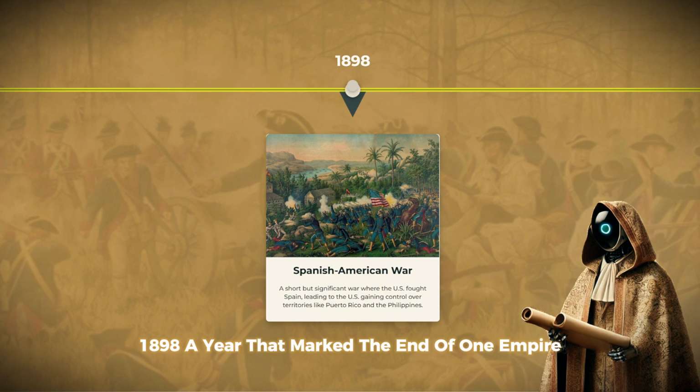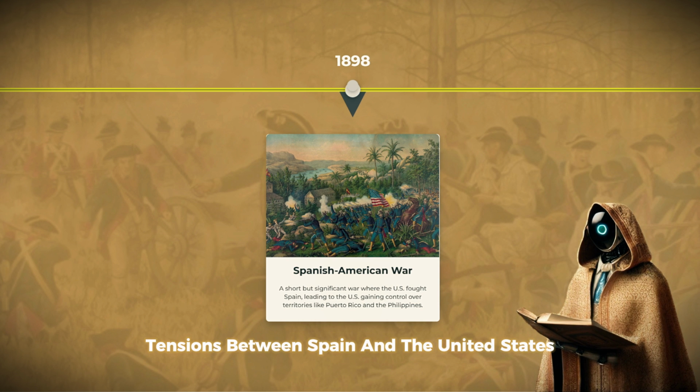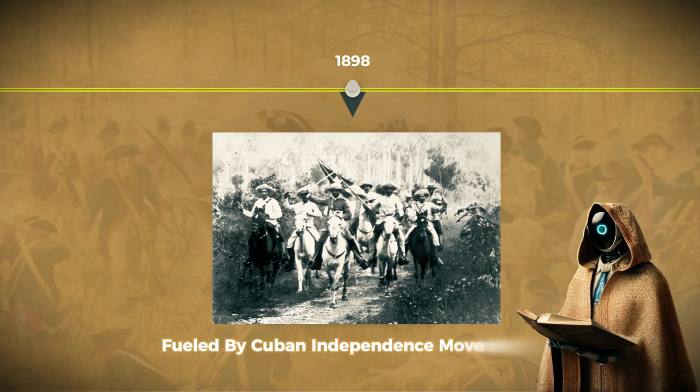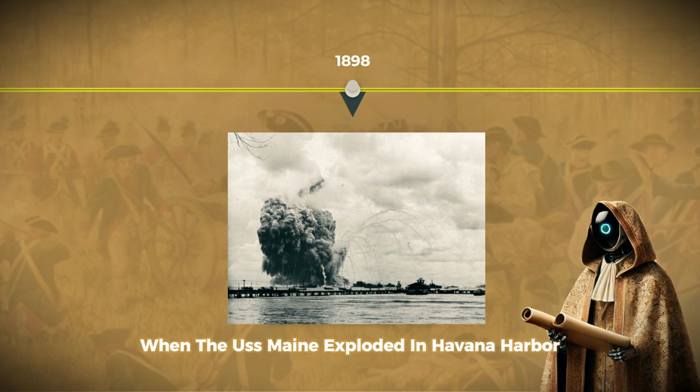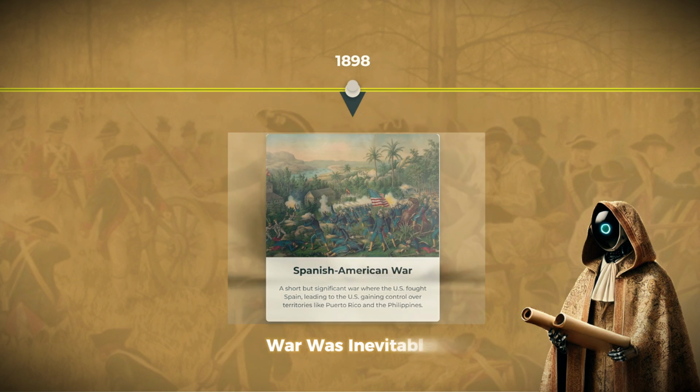1898, a year that marked the end of one empire and the rise of another. Tensions between Spain and the United States had been brewing for years, fueled by Cuban independence movements and American ambitions. When the USS Maine exploded in Havana Harbor, war was inevitable.